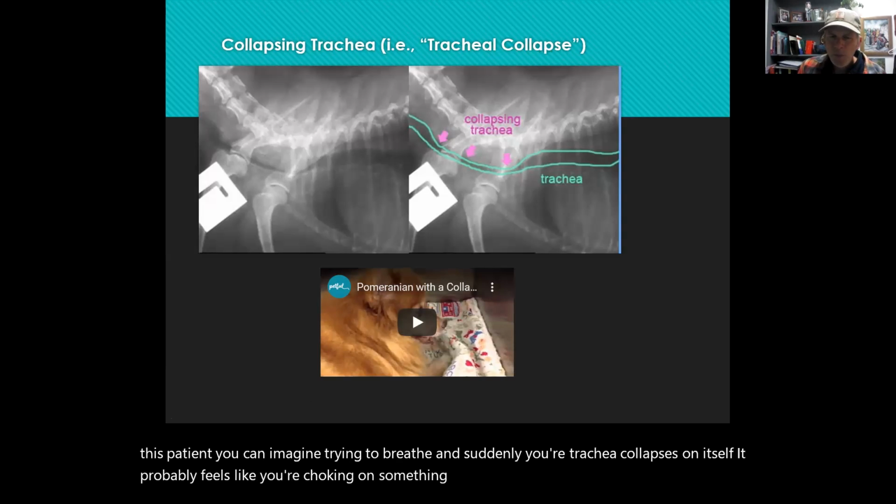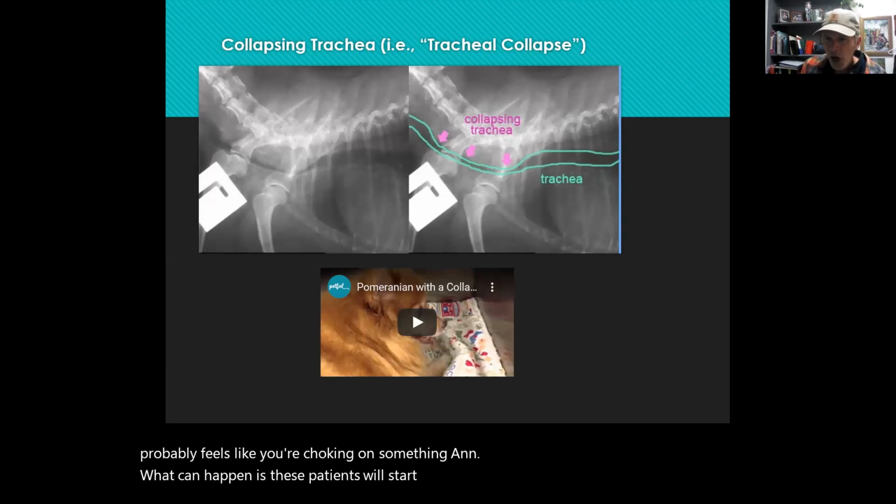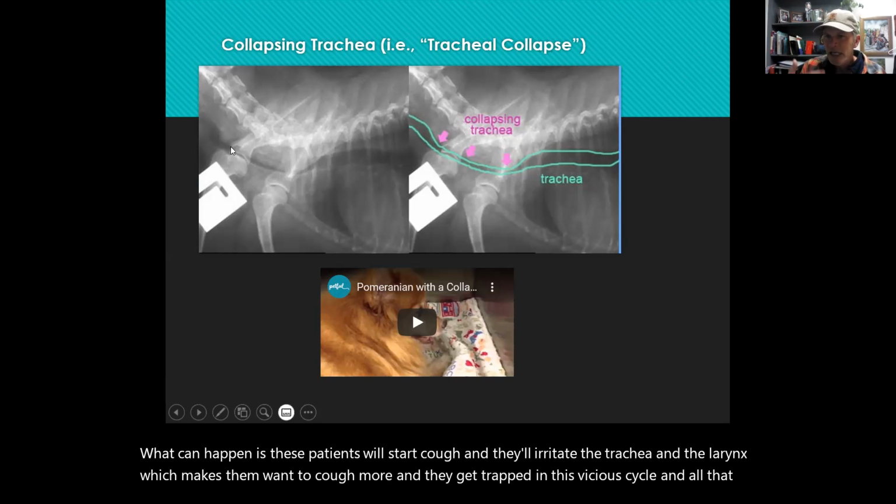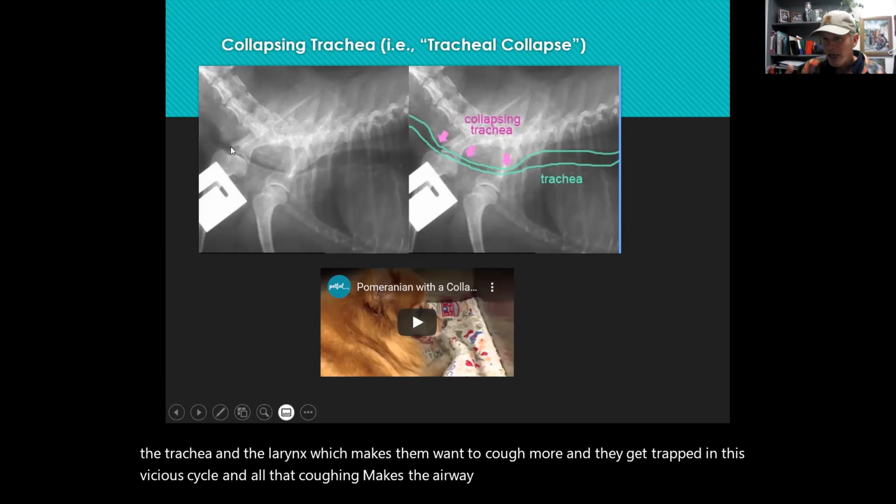And what can happen is these patients will start to cough and cough and cough, and they'll irritate the trachea and the larynx, which makes them want to cough more, and they get trapped in this vicious cycle, and all that coughing makes the airway deteriorate. It makes the trachea deteriorate more and more.